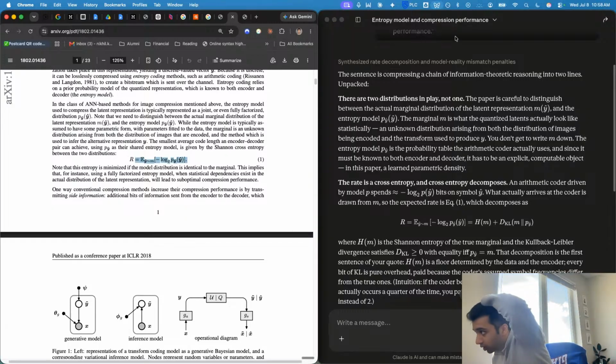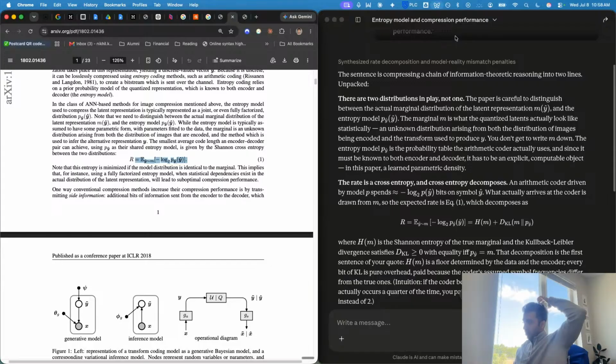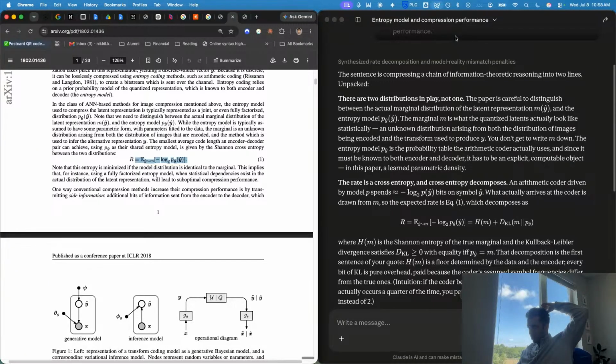This thing decomposes as this thing. H of M is the Shannon entropy of the true marginal. I don't know what the Shannon entropy is. And the KL divergence satisfies this. Sure. The model distribution, i.e. this P sub y hat. In other words, our frequency table is identical to the true frequency table. Okay, sure.